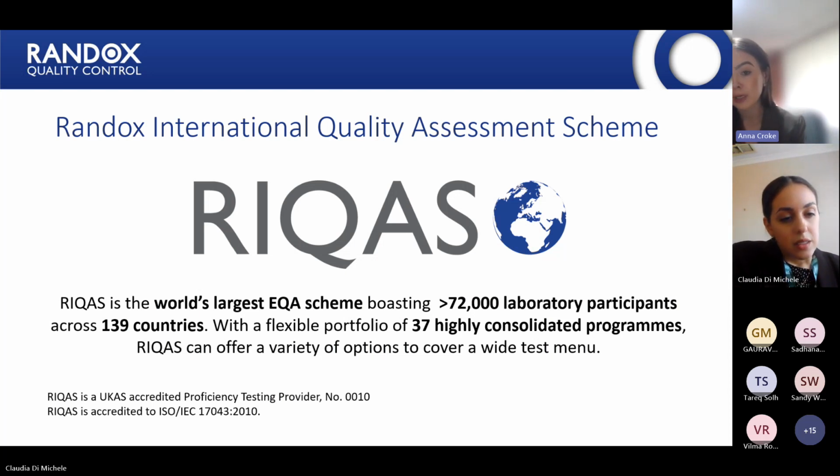So lots of you will be already somewhat familiar with RIQAS. You might have used it before in your laboratory. RIQAS just stands for Randox International Quality Assessment Scheme, and RIQAS is the world's largest EQA scheme. So we've got 72,000 laboratory participants across 139 countries. That's really important for your peer data, so that you really get the value from your reports we're going to talk about today. And we've got 37 highly consolidated programs within RIQAS. So you've got lots of different options to cover your full test menu.